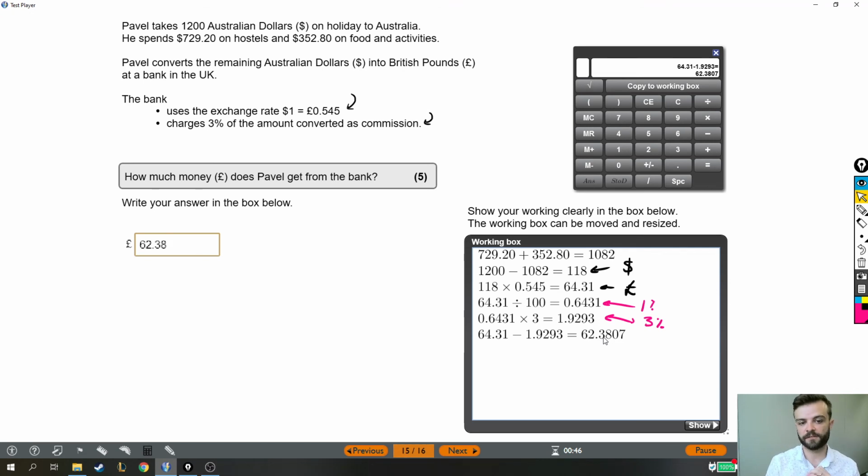Like I said, we could always get the first couple of marks because they were fairly straightforward, even if we weren't sure how to get the rest. There you have it. Hope that helps. On to the next one.